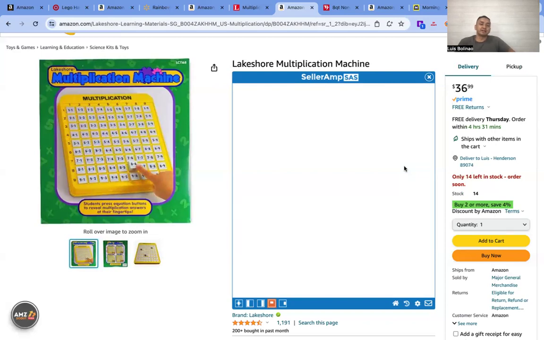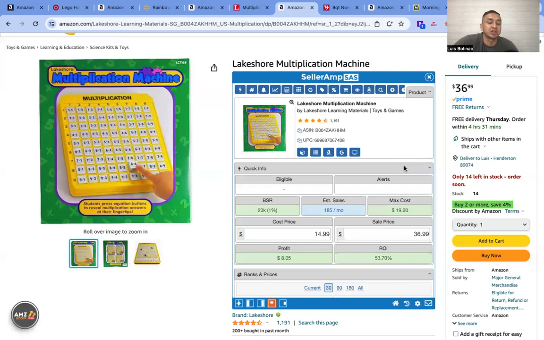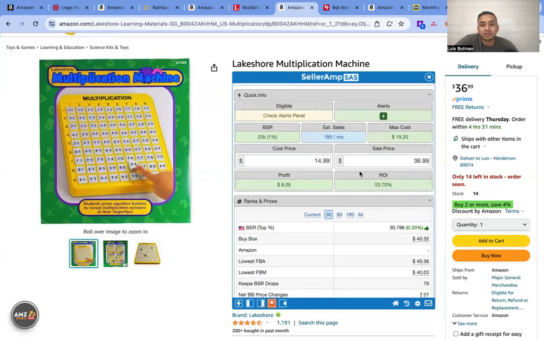I'm looking for at least a 20% ROI. So anything over 20% to me is good. Because I'm getting this ROI or this profit, if you guys want to look at the dollar sign after the fees. So yeah, for this one, ROI is 53%. Sales per month is 185 sales a month.